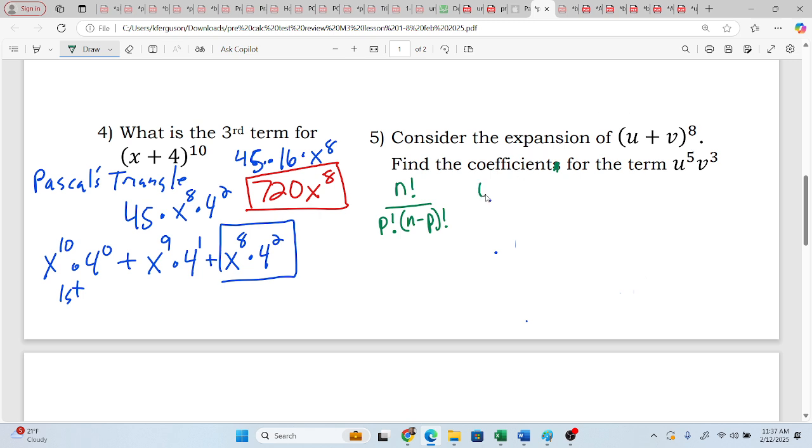So we're going to start at u to the eighth, v to the 0. So that's my first term. Now I'm sure there's probably a more efficient way of figuring this out, but I'm just going to go the long way. So then I know that u to the seventh, v to the first is my second term. And then I've got u to the sixth, v to the second. That's my third term.